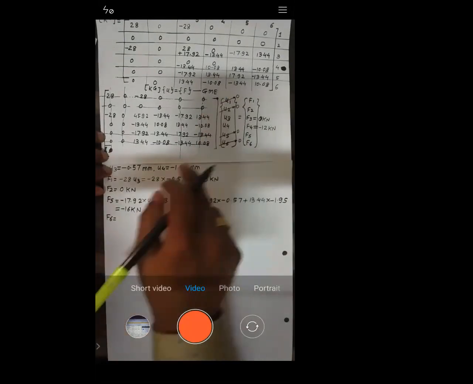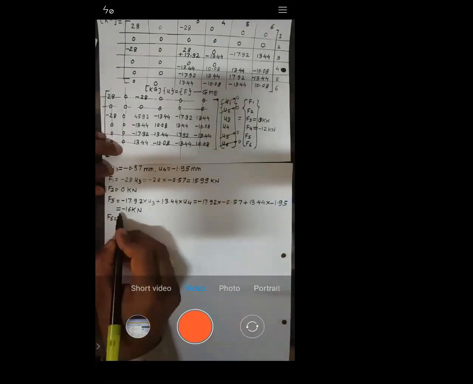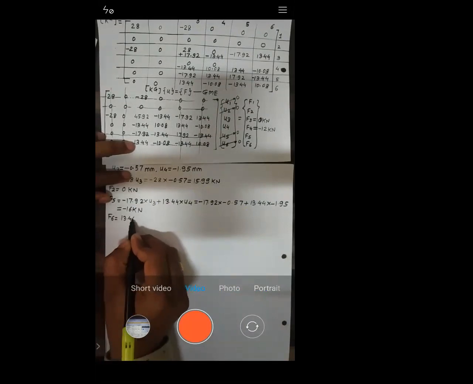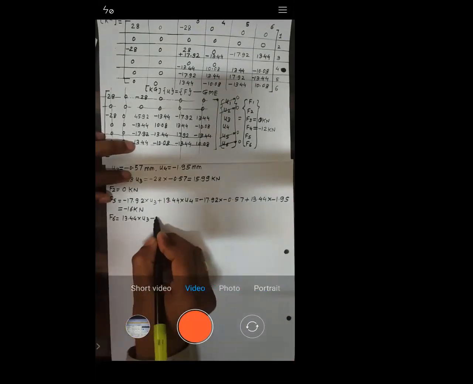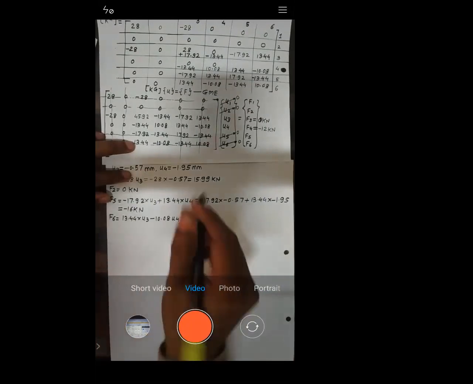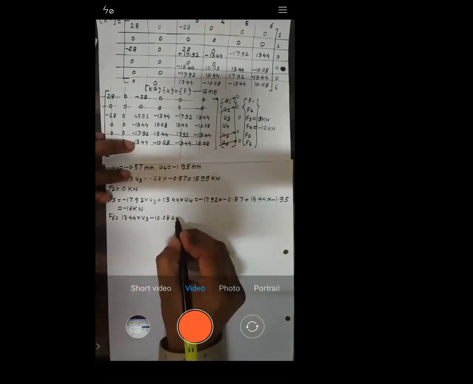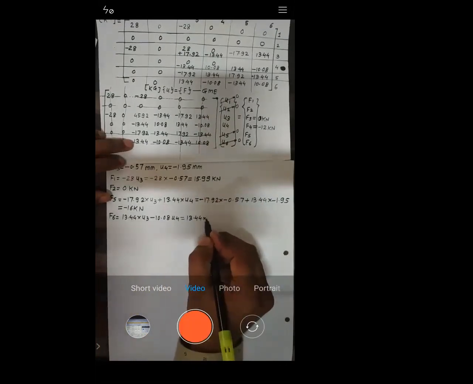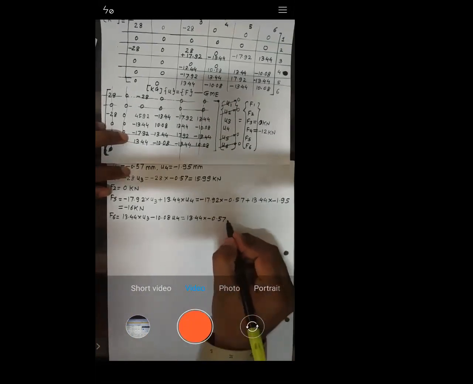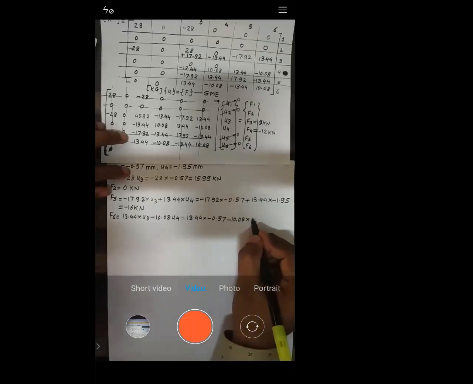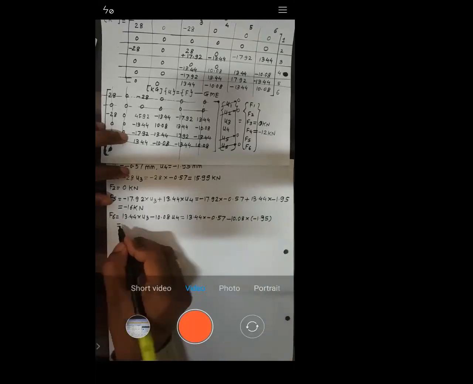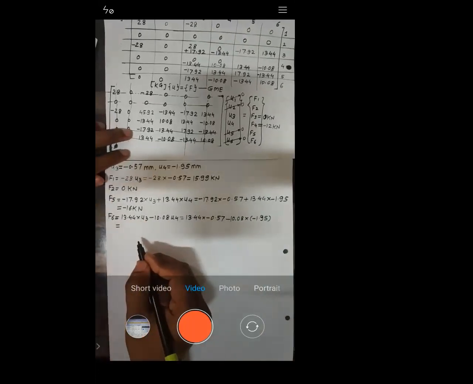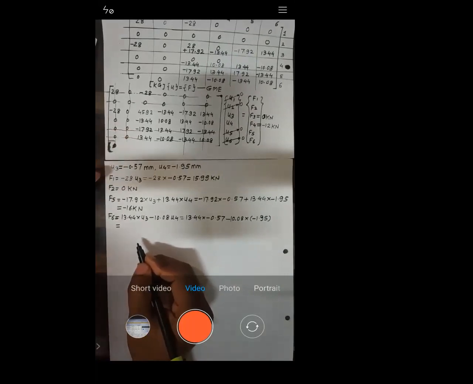F6. Last row multiply with this column. So these two initial terms are 0. What do you get? 13.44 into U3 minus 10.08 into U4, and again these two terms are 0. So it is equal to 13.44 into U3. U3 is minus 0.57, minus 10.08 into U4. U4 is minus 1.9. So just check what is F6 showing.